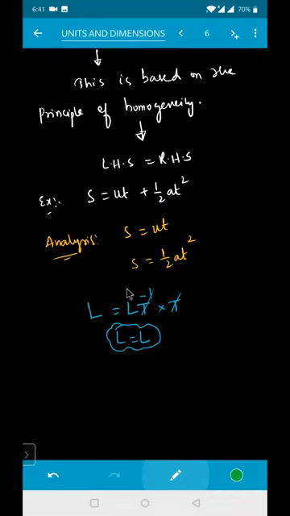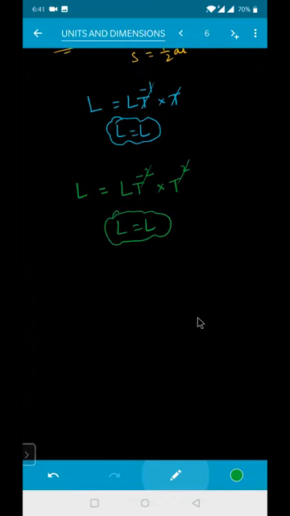In the same way, for the next equation, S is again L. Next one, half is a dimensionless quantity, so we don't write any dimension. A is acceleration. Acceleration dimension is L T power minus 2, into T square. Again, this T square and T to the power of minus 2 will get cancelled. So L is equal to L. That means LHS is equal to RHS. So it is dimensionally correct.